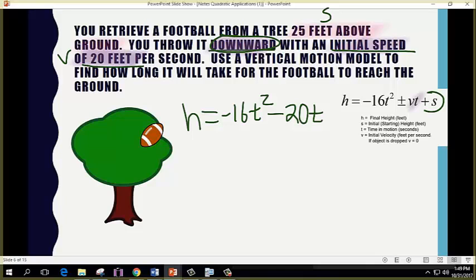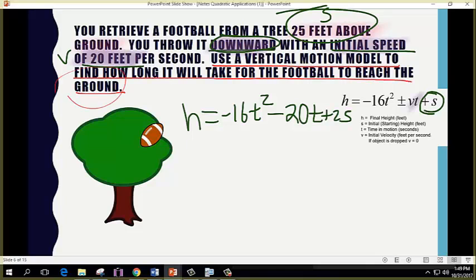Okay? Then you have your s. Your s is your initial height, which is right here. So that's plus 25. So this is the function that you're going to try to find and use to answer the question. So what is the question? It says use the vertical motion model to find out how long it will take for the football to reach the ground. So you have to ask yourself, if the football reaches the ground, what is the height? Well, that would be a 0. So negative 16t squared minus 20t plus 25.